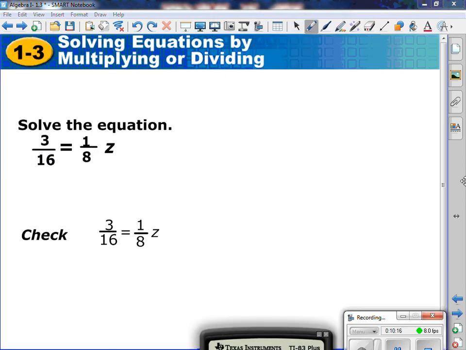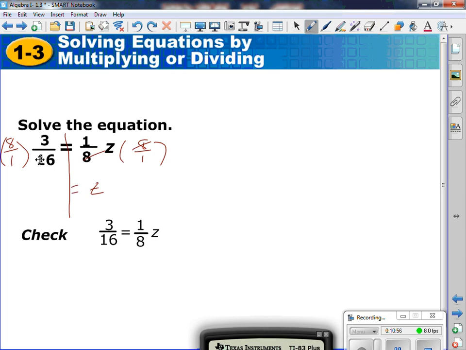Where's my variable? It's on the right-hand side. What's happening to my variable? It is being multiplied by 1/8. How do I get rid of a multiplied by 1/8? We don't divide by 1/8. We multiply by the reciprocal, which is 8. I'm going to multiply by 8 over 1, multiply by 8 over 1. 8's cancel out, 1's are 1's, z equals.